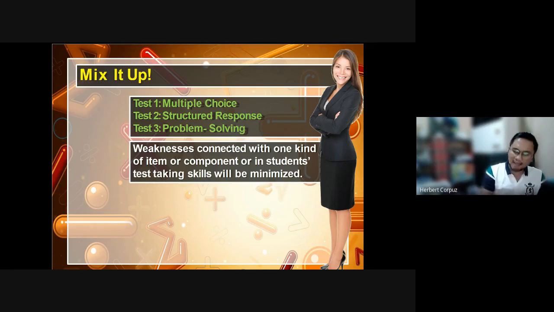And mixing up the different test types in a test would address different types of learners. Patandaan po natin na we also have to give chance to the different types of learners that we have in the classroom. So, meaning to say, make sure na meron pa rin silang item sa mga sagutan na madali at meron pa rin item sa mga sagutan nila na challenging. That's what we call mixing up the different test types when we do tests.